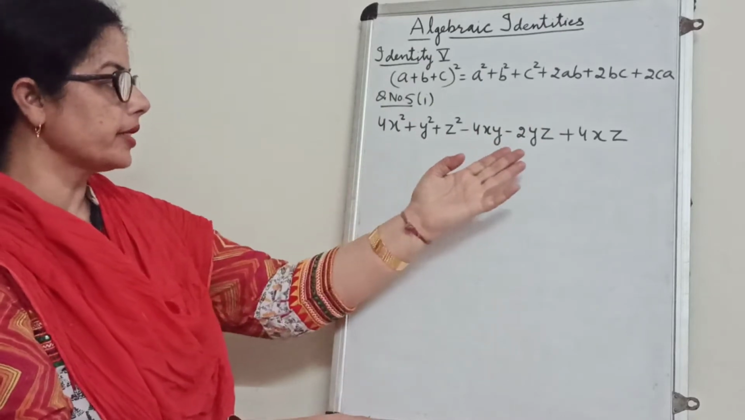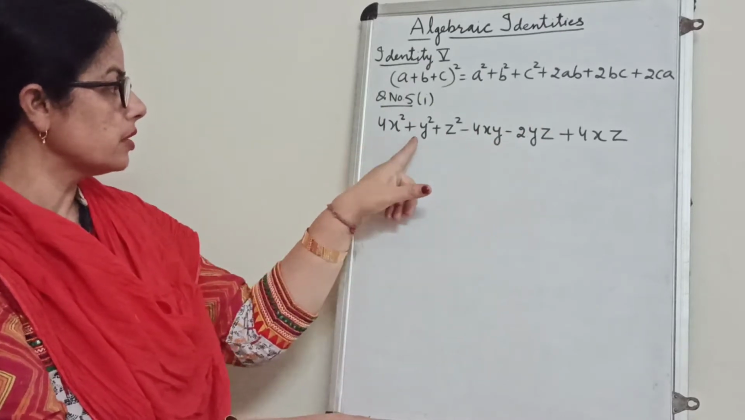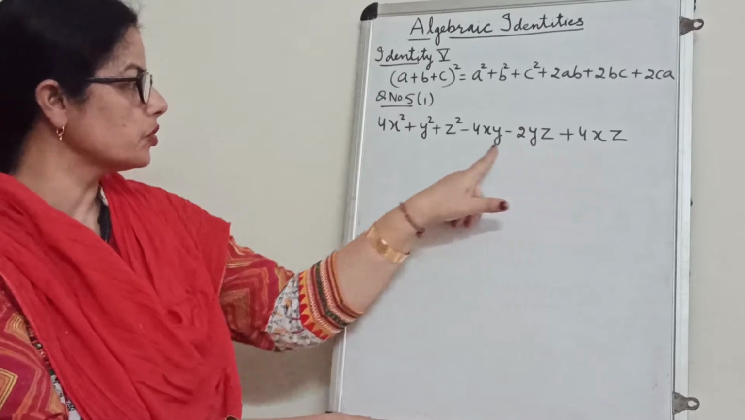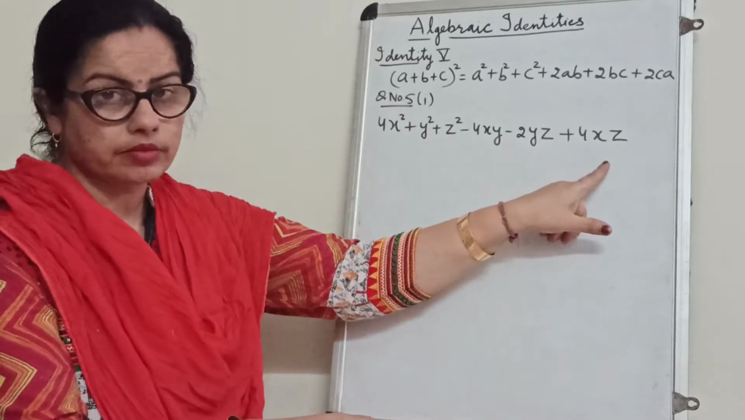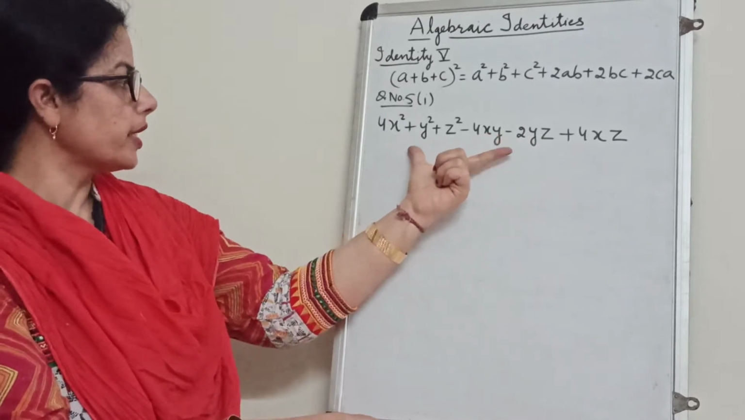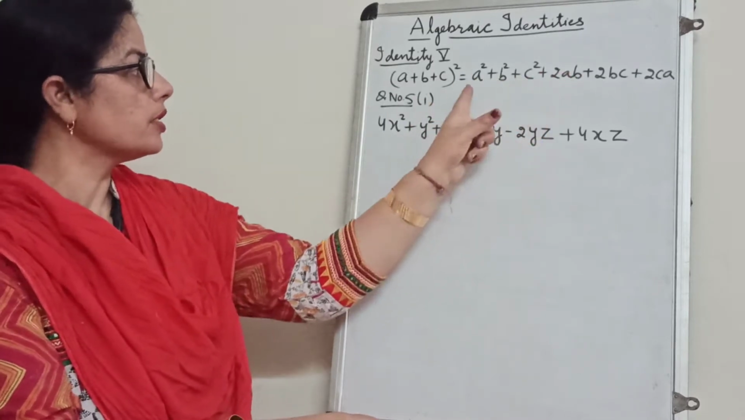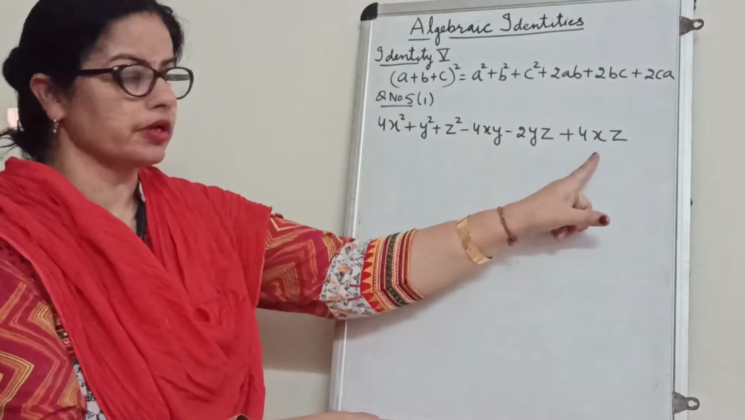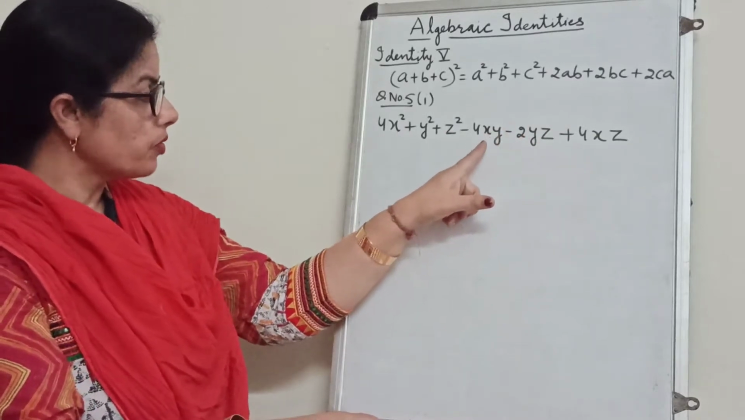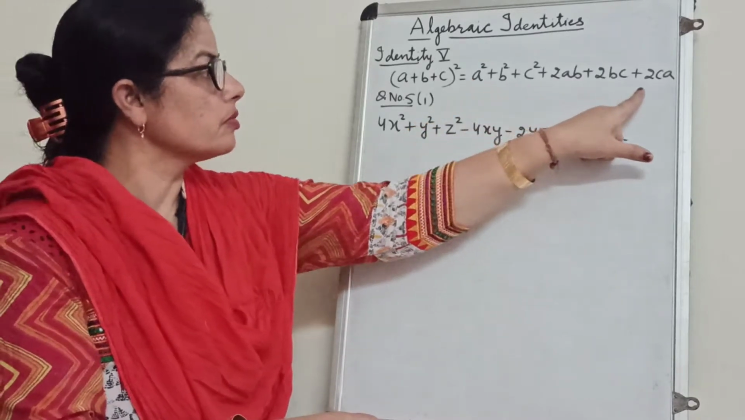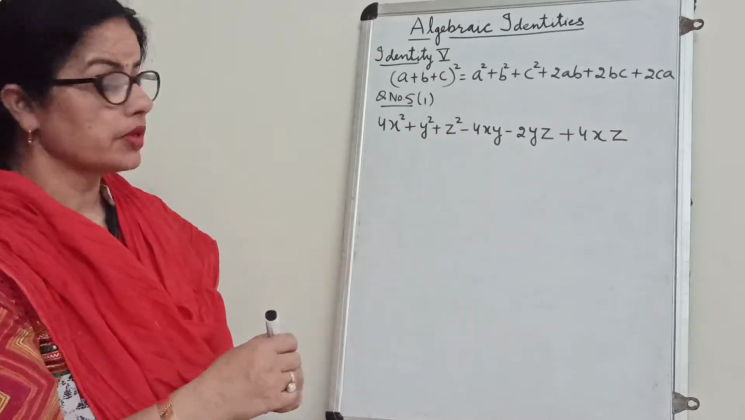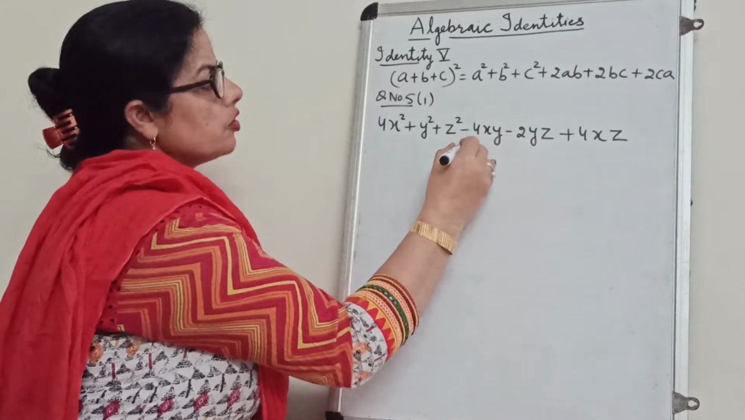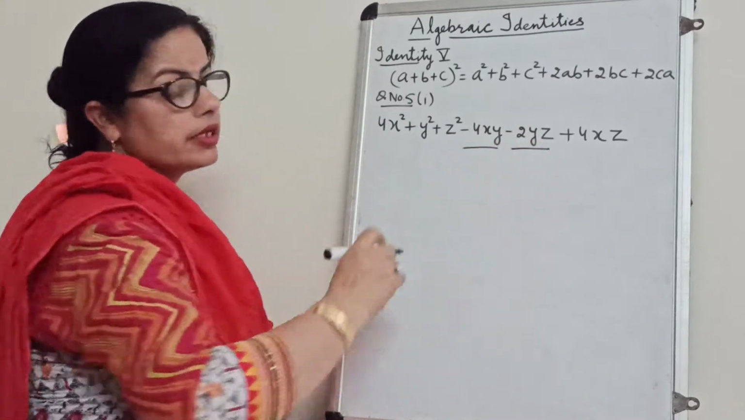Now we want to factorize this. If you count the terms, here are also 6 terms. 3 terms are squares and 3 are other terms. So we will try to make this form. But one problem is there: here in the identity all 6 terms are positive, and here 2 terms are negative. Which terms are negative? Minus 4xy and minus 2yz.